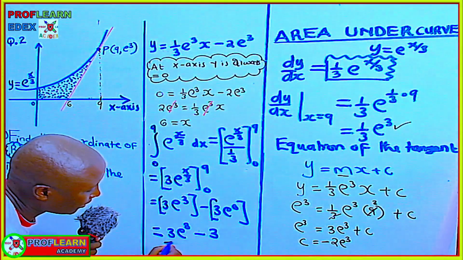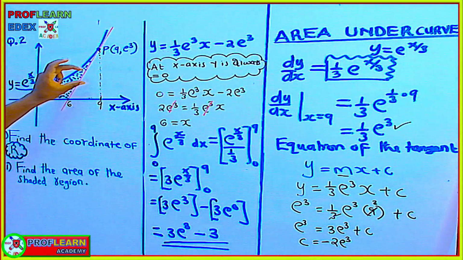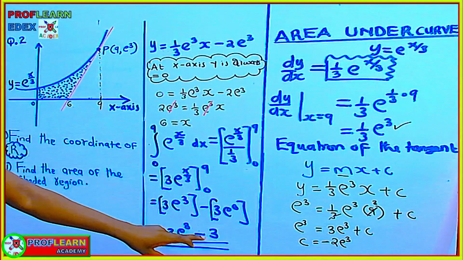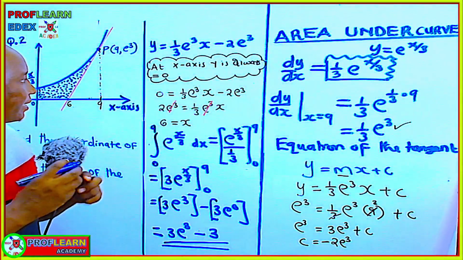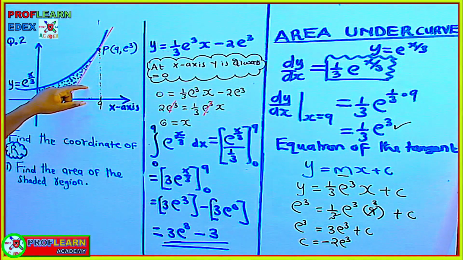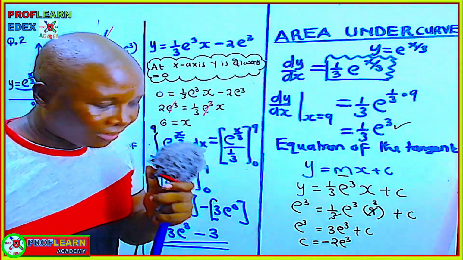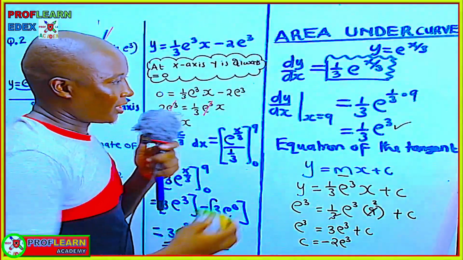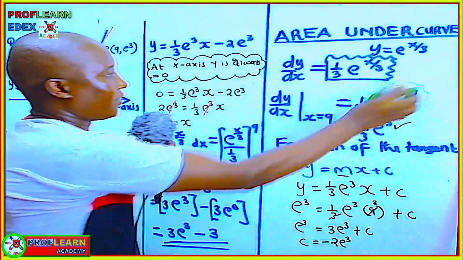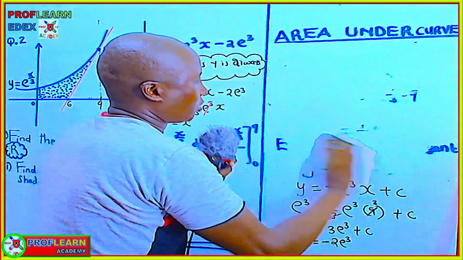So this is the area of the shaded region plus the area of the triangle, this part that we have here. Now, of the shaded region, we need to know the area of this triangle at this point. To find the area of this triangle is straightforward. Let me make use of the space that we have here so that I can show you exactly what you are supposed to do.